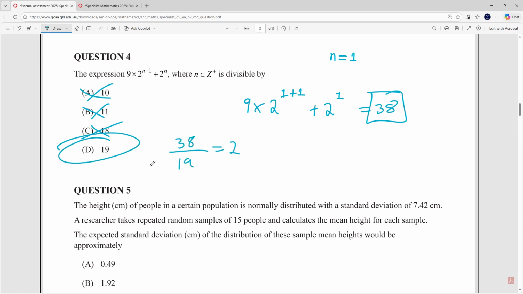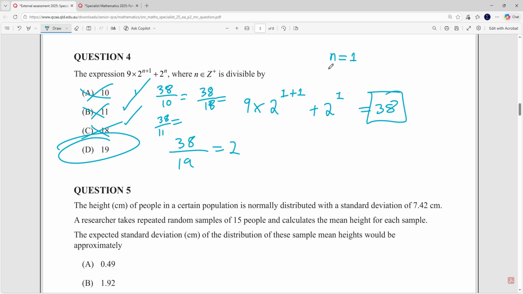So this is the only correct answer. And as soon as you find 3 incorrect answers, you don't even have to check the last one because there has to be one correct answer, okay? But what I did here is I checked, okay, 38 divided by 10, 38 divided by 11, 38 divided by 18. And if it doesn't give you a whole number, then it's not divisible.